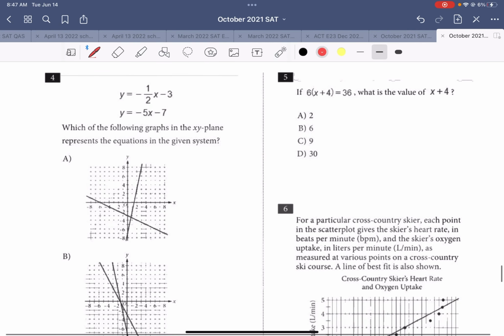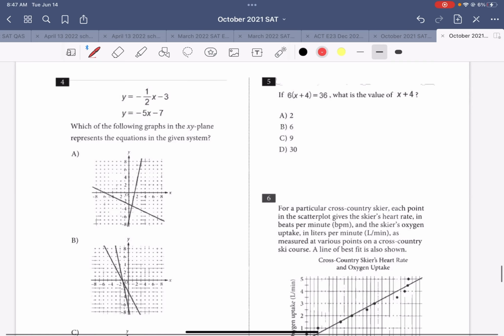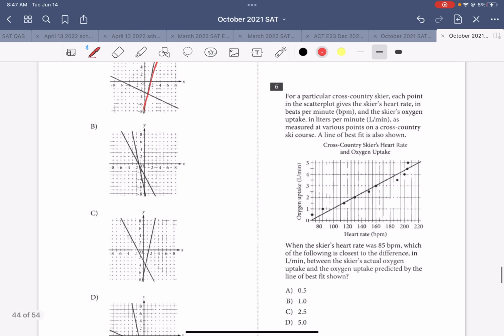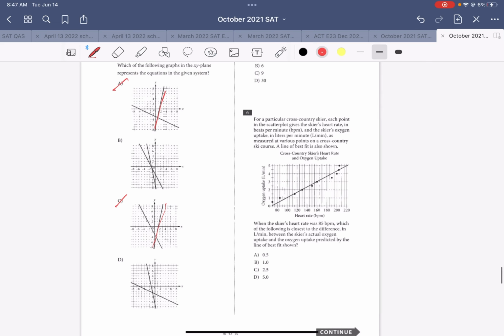Number 4. Which of the following graphs in the xy-plane represent the equations in the given system? So both of them have negative slope, as you see. So both of them should go down, but this one is steeper. So you can eliminate first: anything that goes up like that, eliminate. It cannot be. Both of them should be negative.